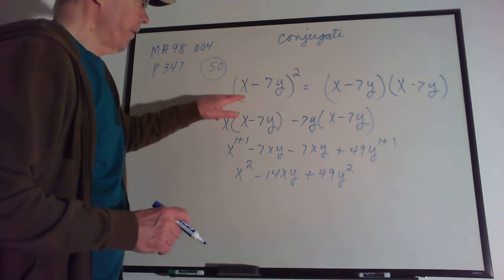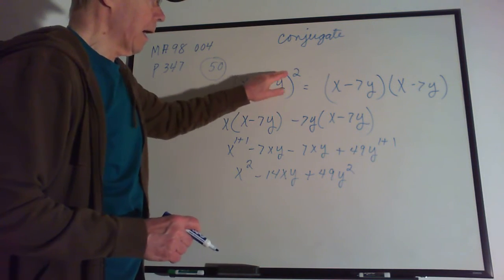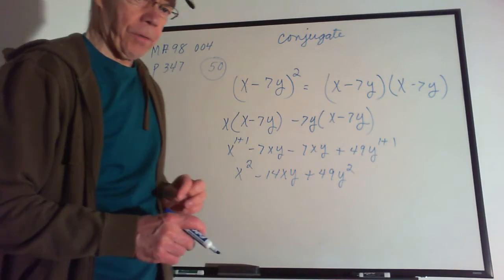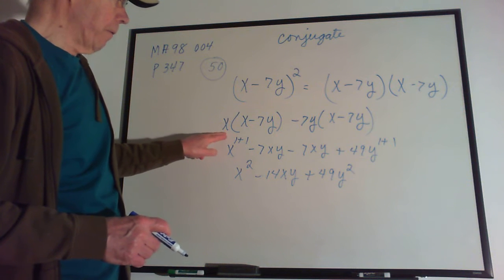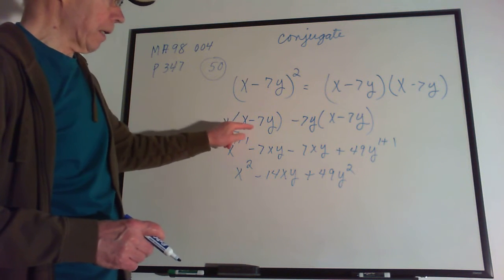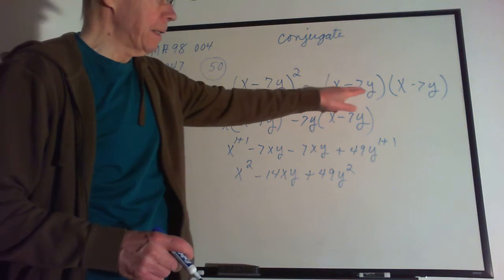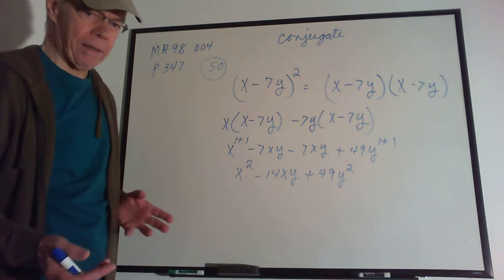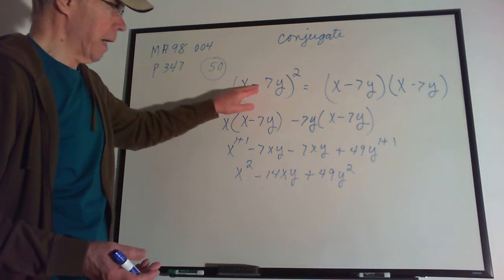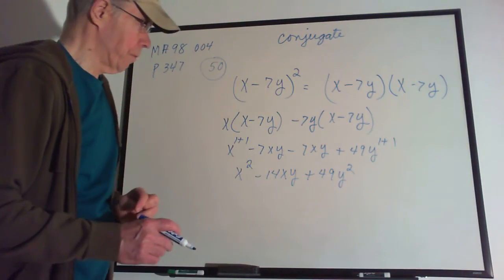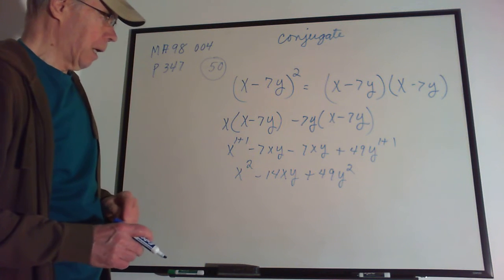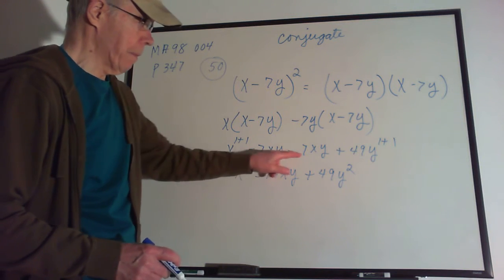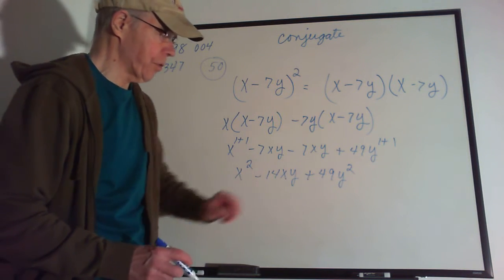Okay, problem number 50 has x minus 7y. What that means is it's x minus 7y times x minus 7y. So you have x times, parentheses, x minus 7y minus that 7y times x minus 7y. Now these are not conjugates, because it's a minus and a minus. Multiply them out, you're going to add your exponents, minus 7xy minus 7xy, you end up with this as your answer.